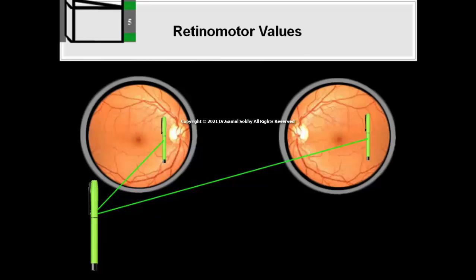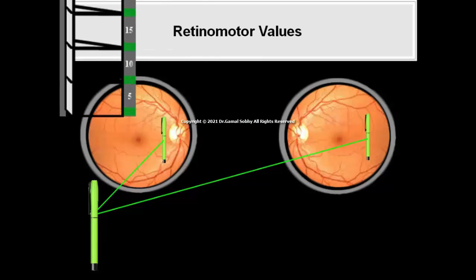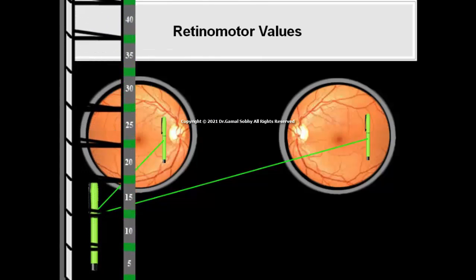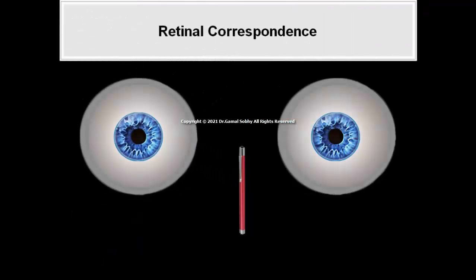This retinomotor value of the retinal elements increases from the center toward the periphery. The retinomotor value of the fovea itself is 0. The fovea is the retinomotor center, or the retinomotor 0 point. The retinomotor value makes it possible to measure ocular deviations by means of the prism and cover test.